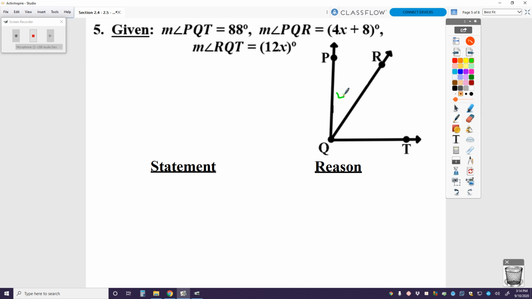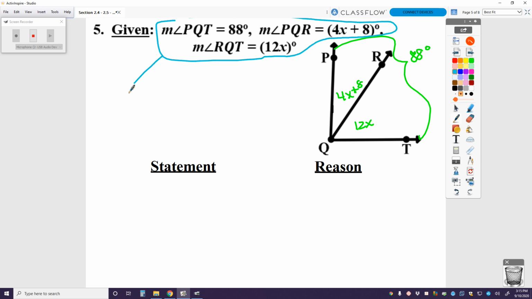And we're also told that this angle PQR is 4x plus 8. Angle RQT, the other angle, is 12x. And really, I could just use a big squiggle bracket, and we can say all of that, there's the 88. So again, we maybe kind of see where this is heading, but we got to start off. Well, here, let me get a different color. There we go.